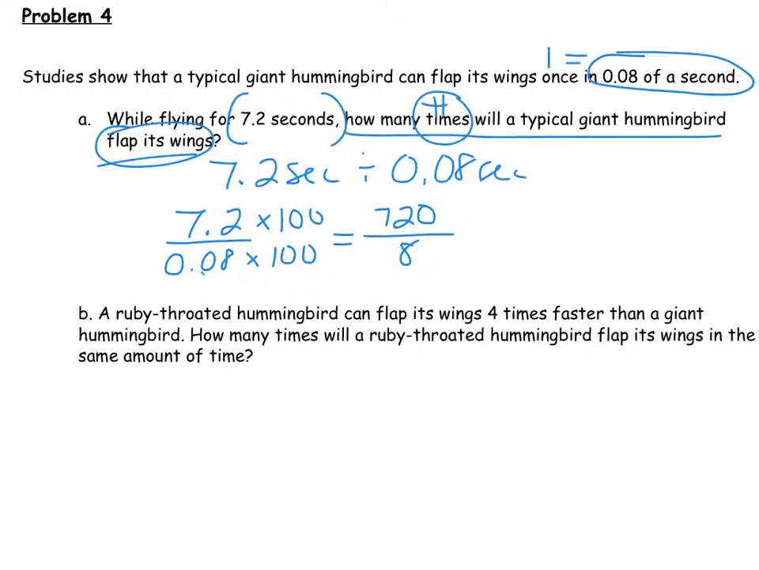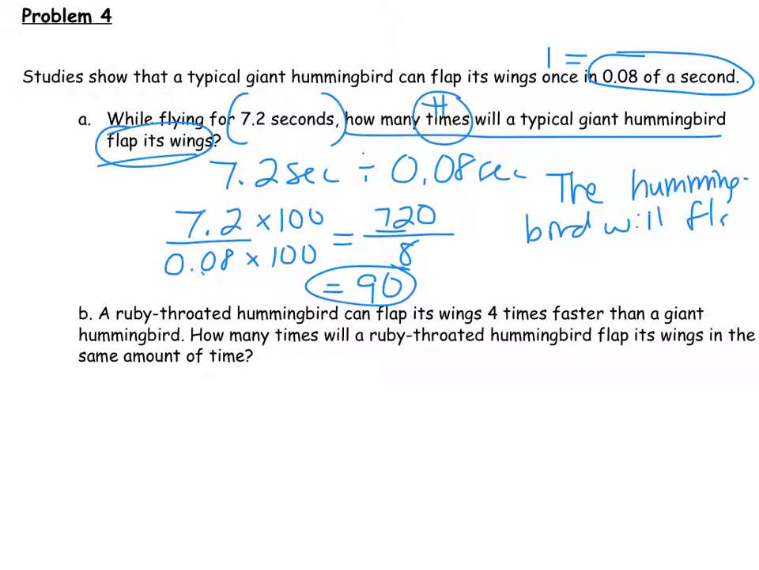Well, 72 divided by 8 is 9, and bring down that 0. So that giant hummingbird will flap its wings 90 times. The hummingbird will flap its wings 90 times. That is a lot for only 7 2/10 seconds.